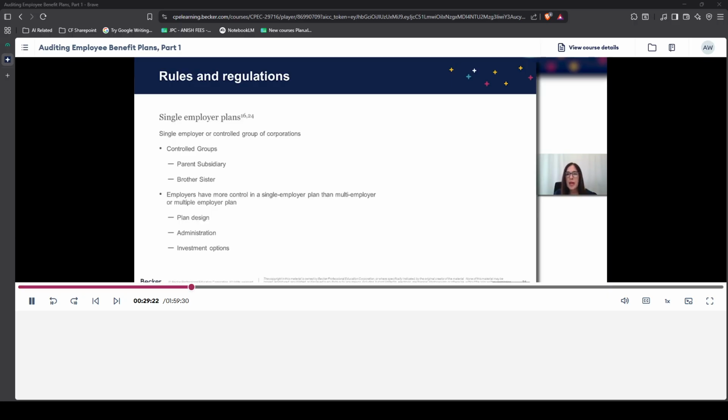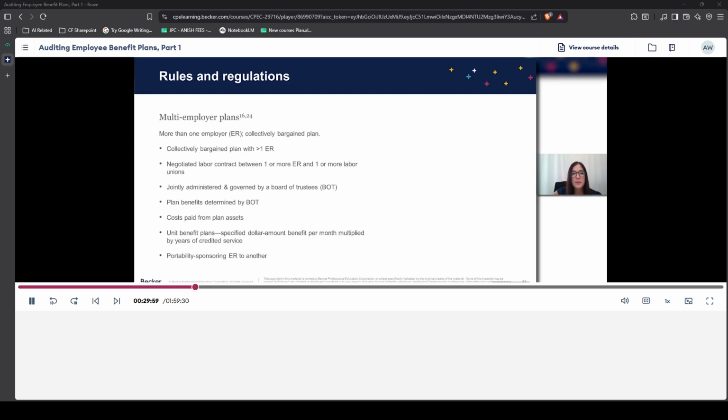So with a single employer, you have one plan sponsor or one controlled group. And that plan document covers all of those employees as applicable, and you have one 5500 filing. So it's pretty straightforward with your single employer plans. Your employers generally have more control in your single employer plan as compared to multi or multiple employer plans. And that control is going to be more in the way of the plan design, as well as the operation and administration of the plan, and possibly even the investment options.